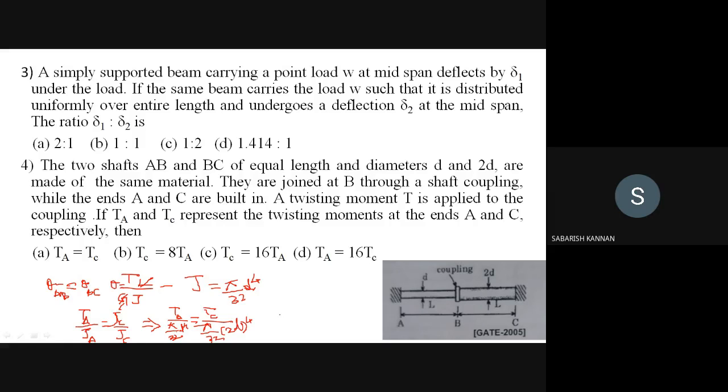So now Tc equals 16, sorry, 16 times of TA. This is the answer. So the answer is option C. So these are the steps in solving this problem.